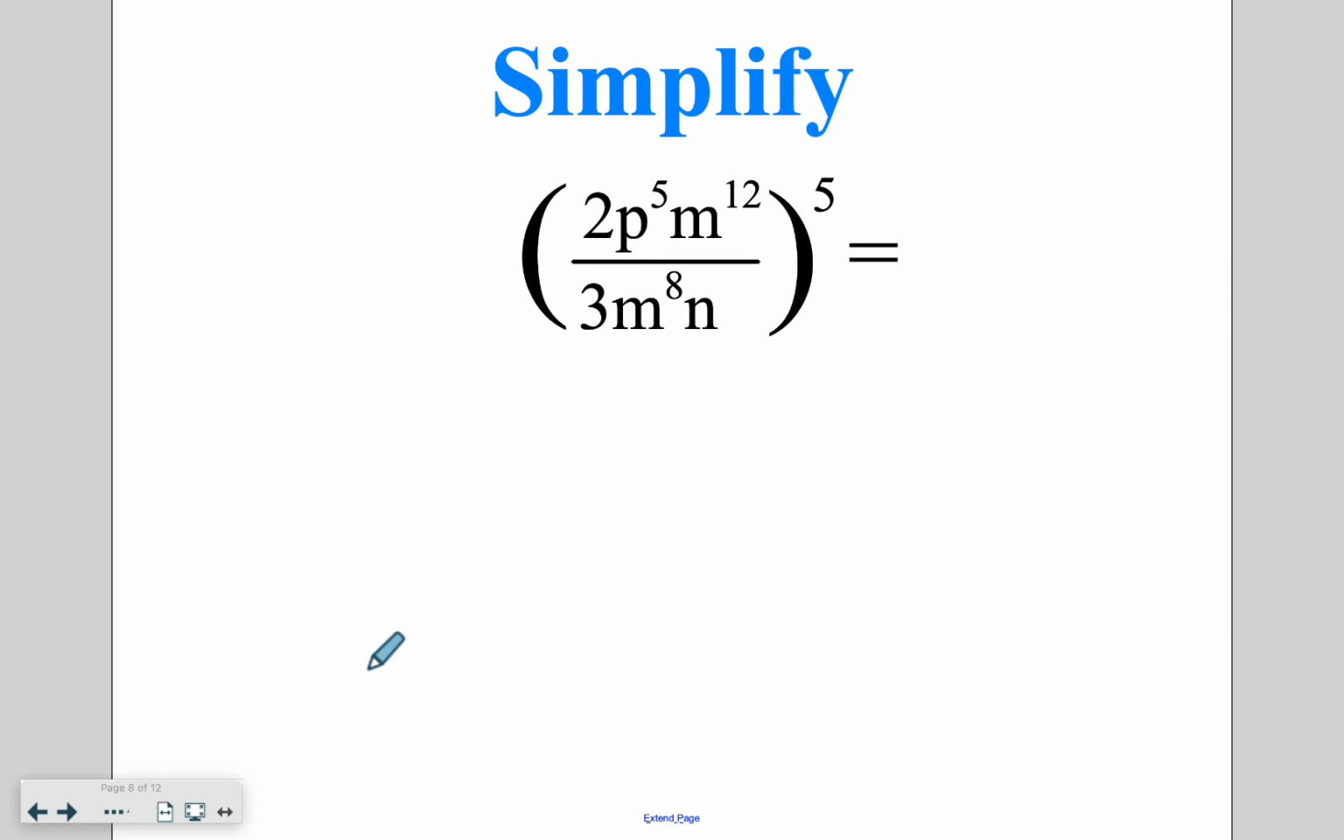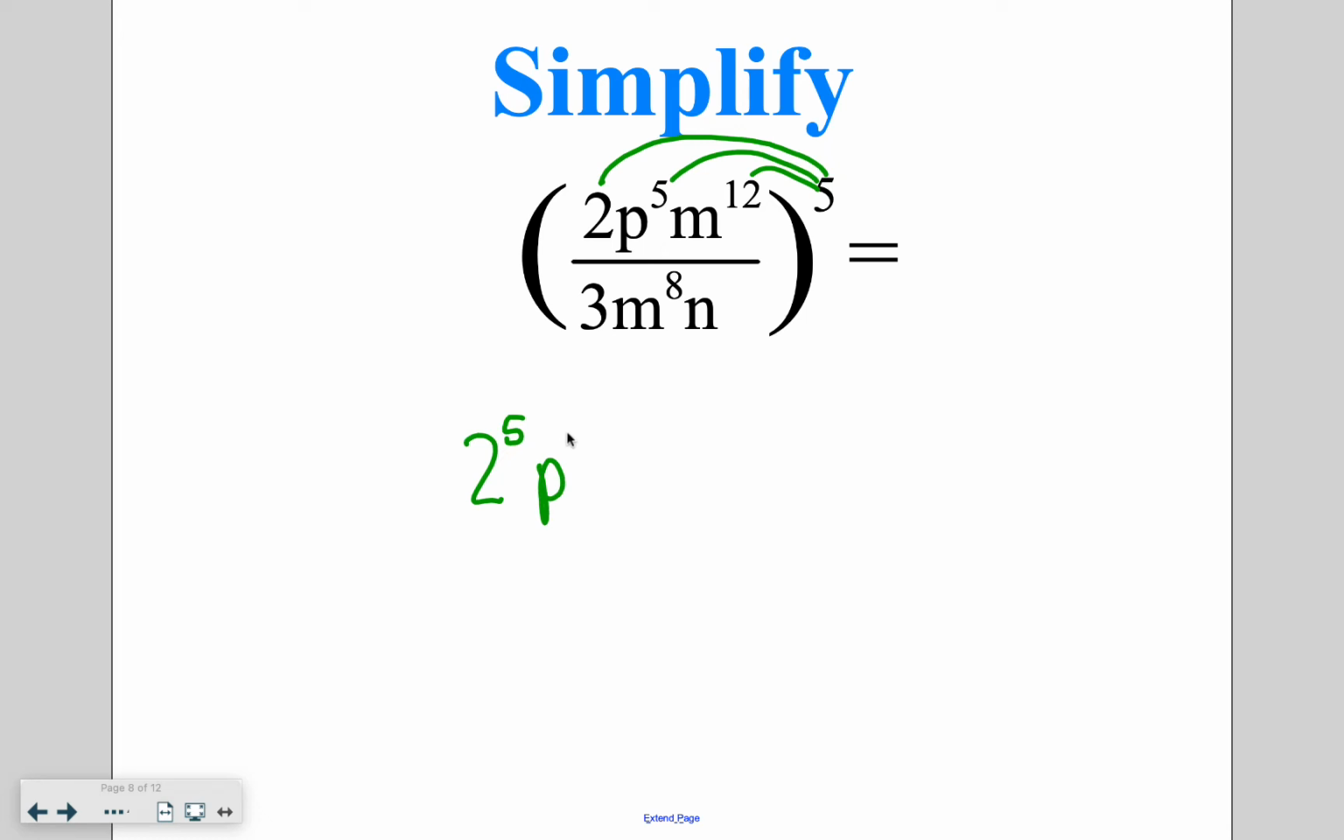If it is a more complex problem, once again, you want to distribute that exponent into everything. So in the numerator, it's the 2, the p to the 5th, and the m to the 12th. So I've got 2 to the 5th, following our rules from yesterday. If I've got a power and a power, I am multiplying those values.